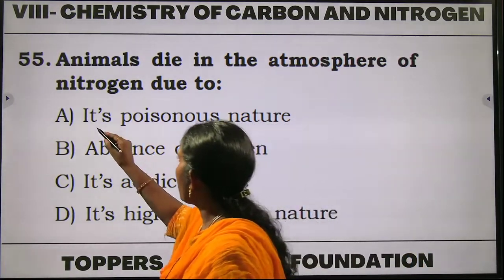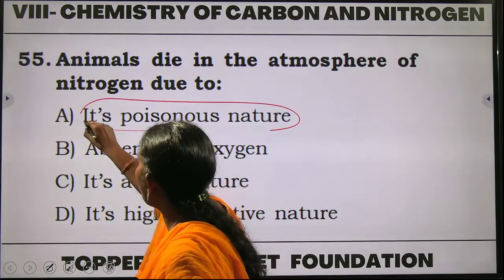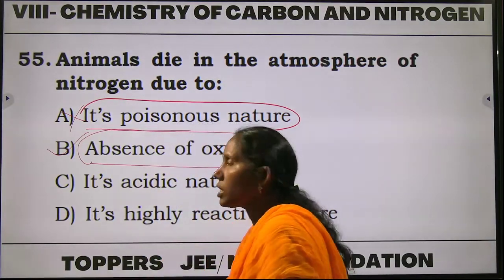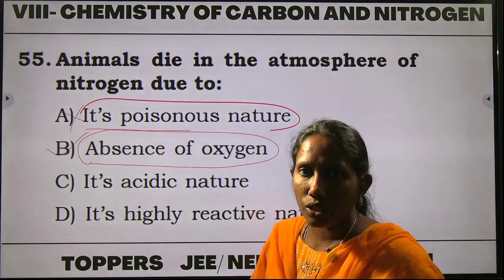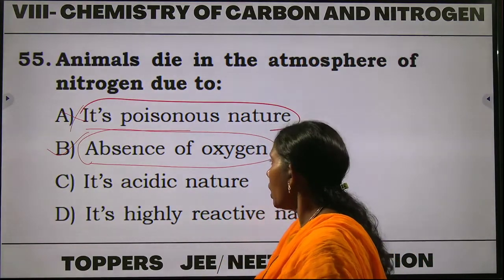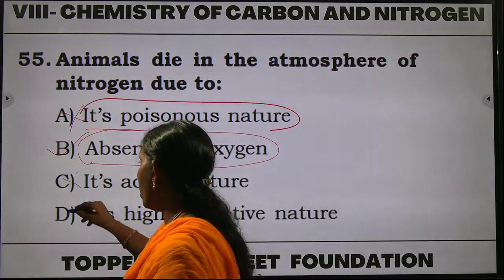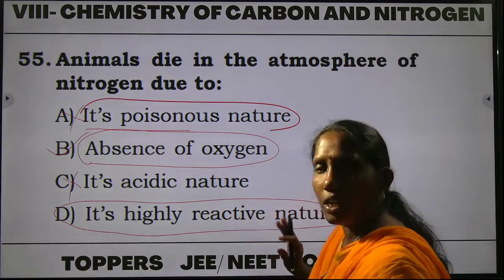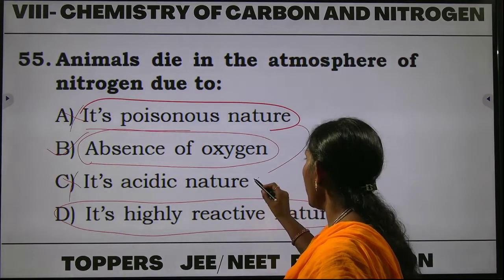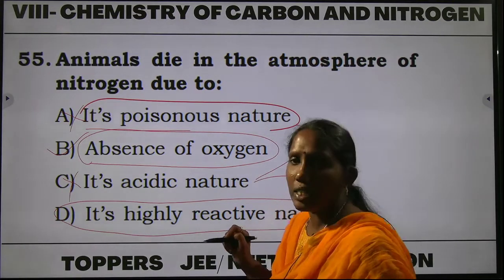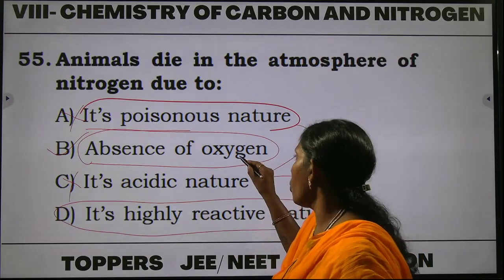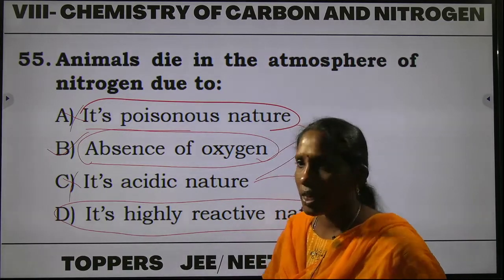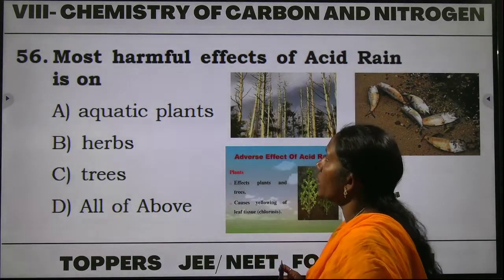So our first option is its poisonous nature. No. Next one, the absence of oxygen. Yes, because of the absence of oxygen they will die. Nitrogen does not have any poisonous nature. And its acidic nature? No. And its highly reactive nature? No. All these reasons will not affect the animals till death. The remaining 3 options will not be reasons for the death of the animals in the presence of nitrogen, because the only reason, even in atmospheric nitrogen, is the absence of oxygen. Comes to the next question.